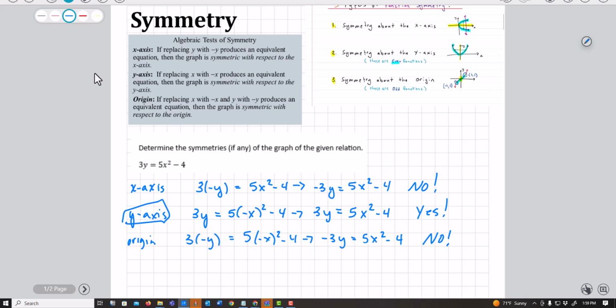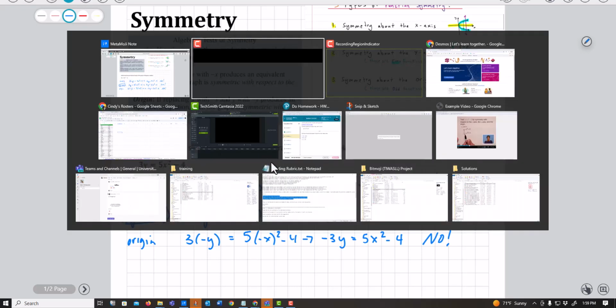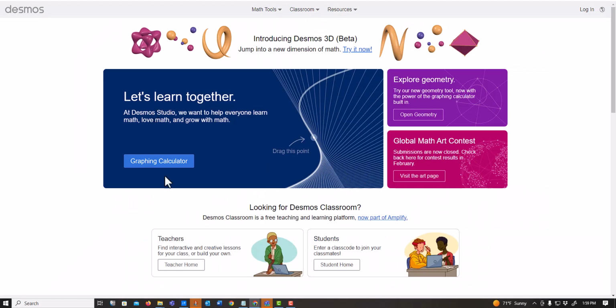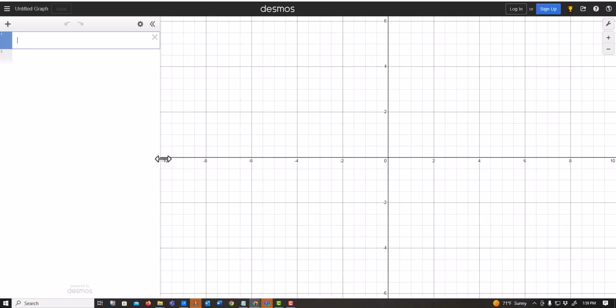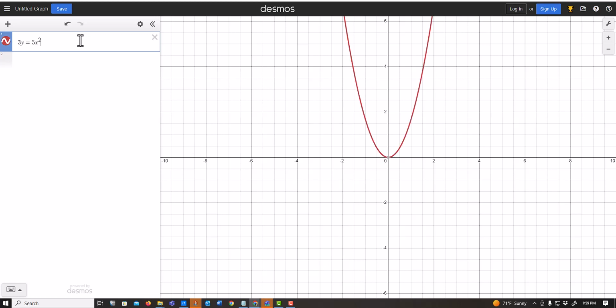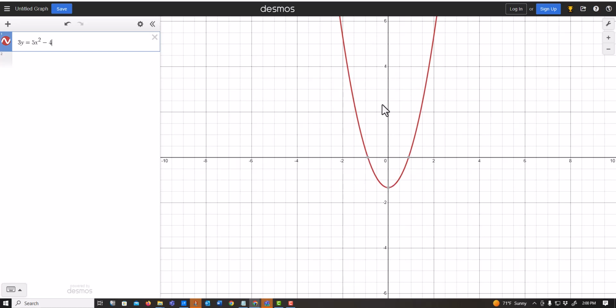Now, what you really should do with these type of functions is graph them. The best thing is always to graph, and if you have a graphing calculator, or you can use Desmos.com, I can go in and put in that equation 3y equals 5x squared minus 4, and I can certainly see that it looks like there is a mirror on this axis.